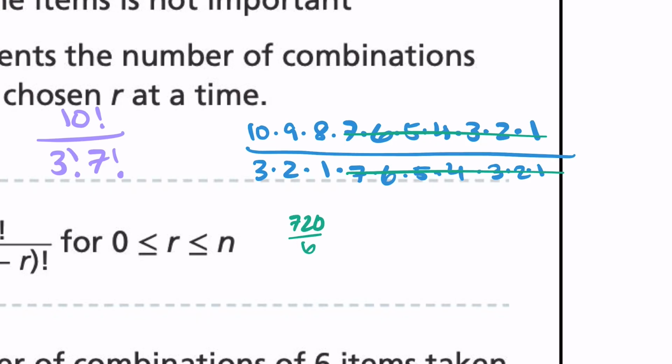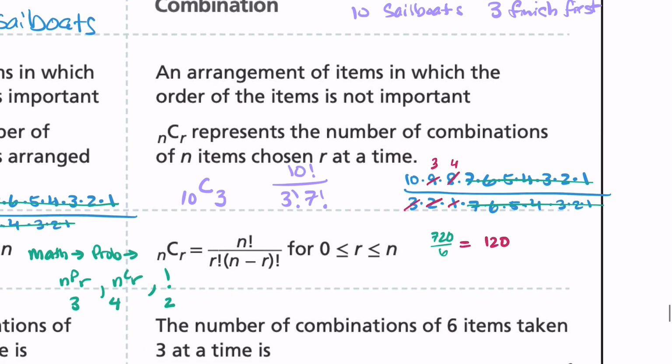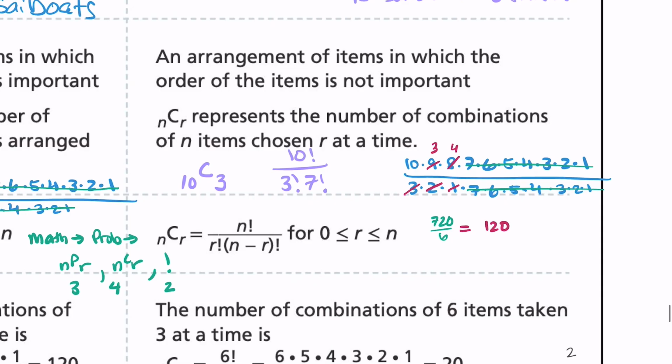Now you could have simplified these a little bit more. Like if I wanted to, I could just go 9 divided by 3 is 3. Then I get 4. 8 divided by 2 is 4. The 1 goes away as well. So we're looking at 10 times 3 is 30 times 4 is 120, which is 720 divided by 6. So we're at 120.